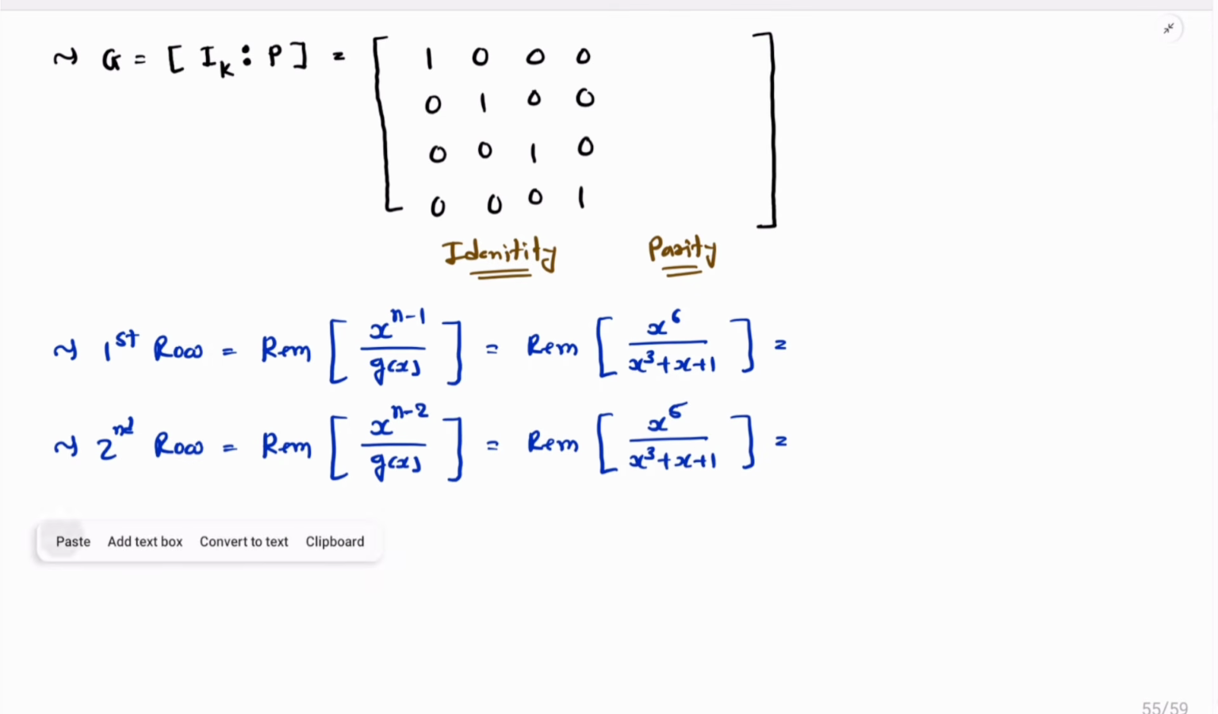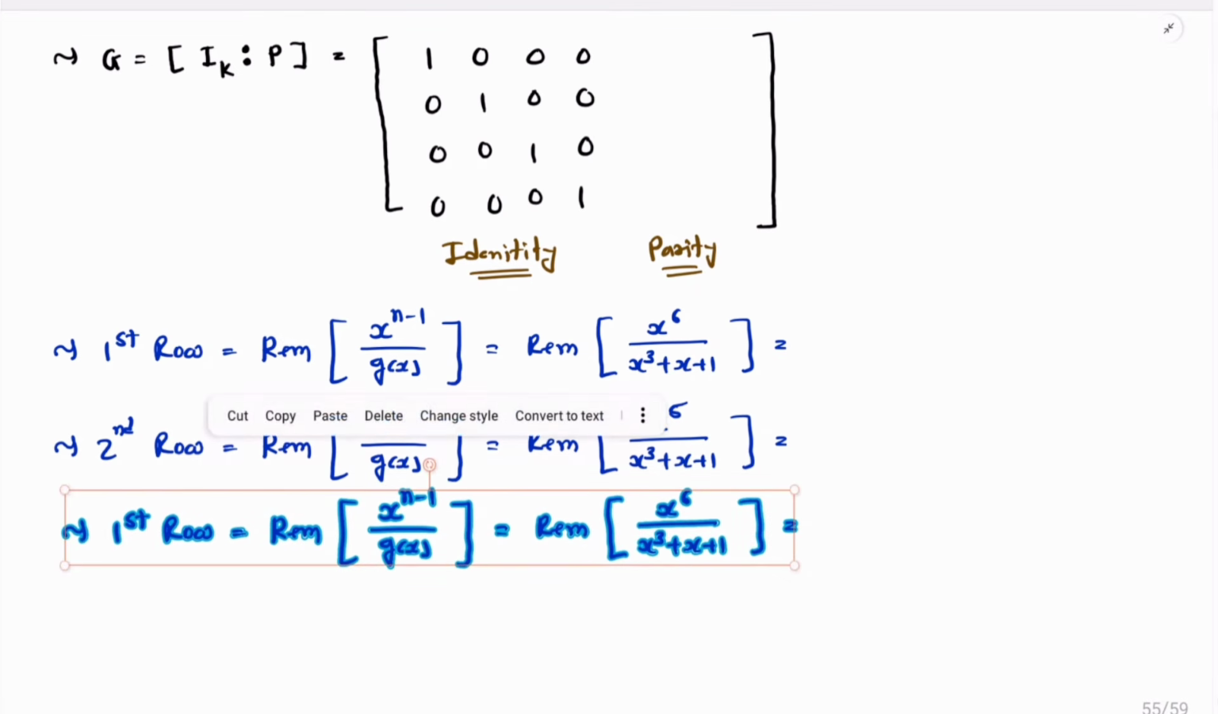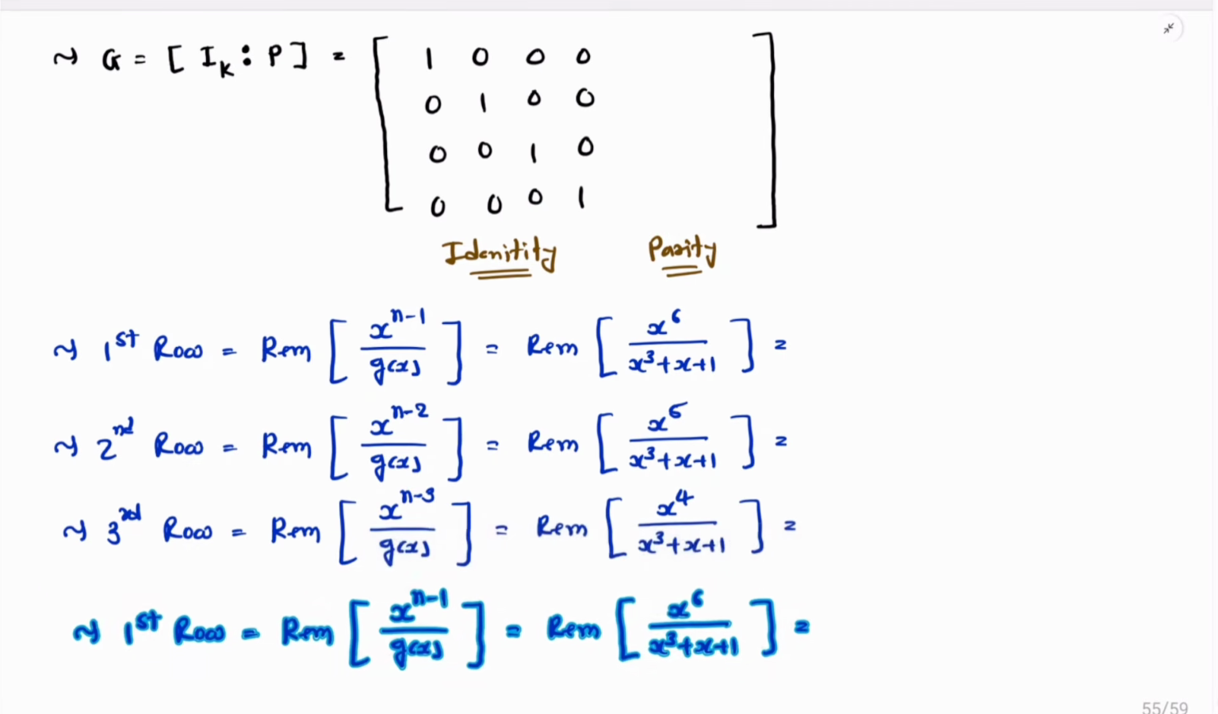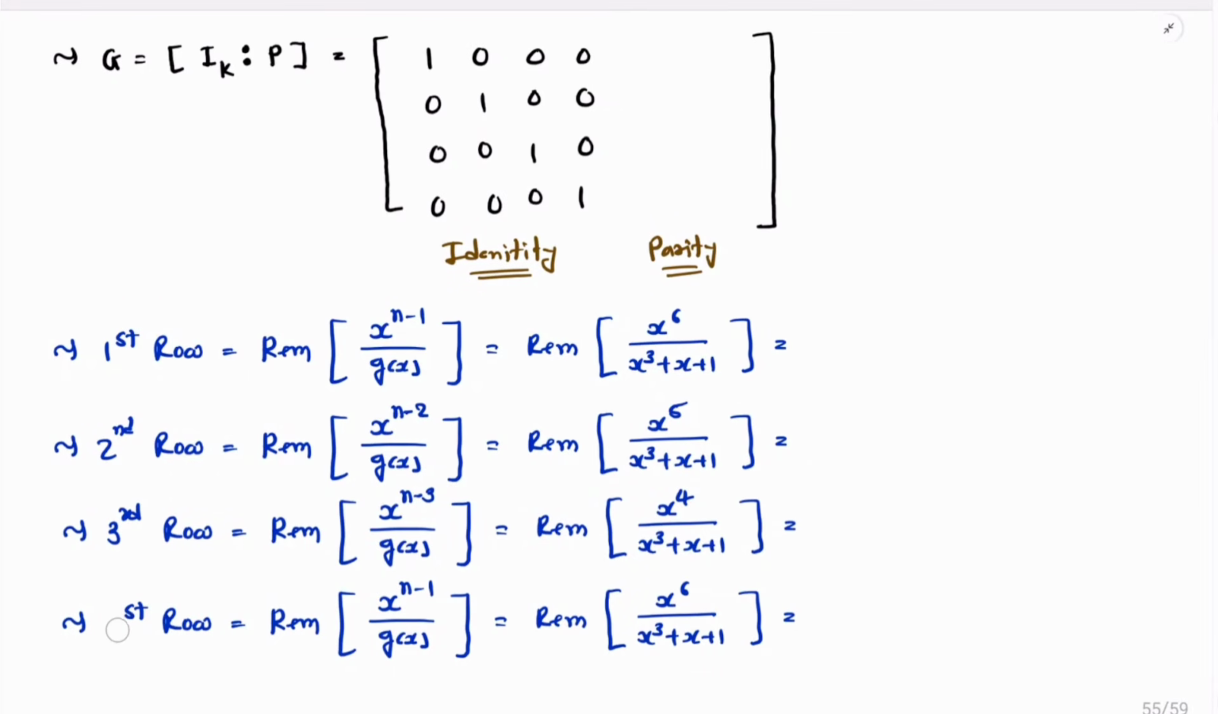For the third row, we need to perform x to the power n minus 3, which means x to the power 4. And for the fourth row, we need to perform x to the power n minus 4, which means x to the power 3. So these are the remainders that we need to calculate, and based on that we can make the parity matrix.